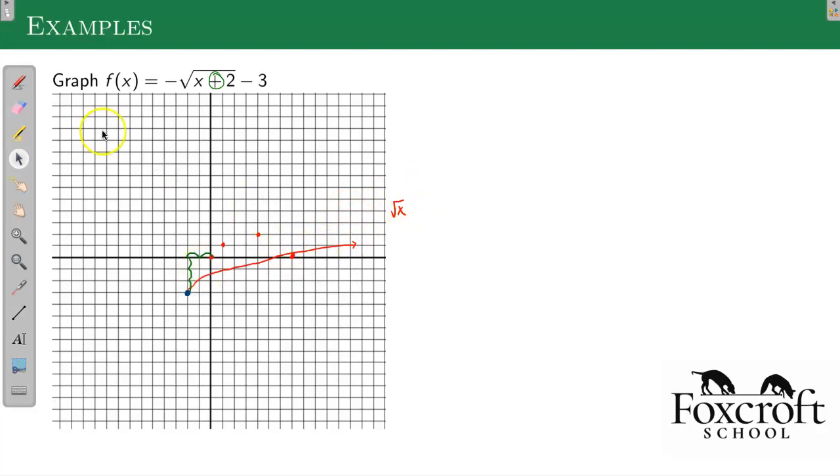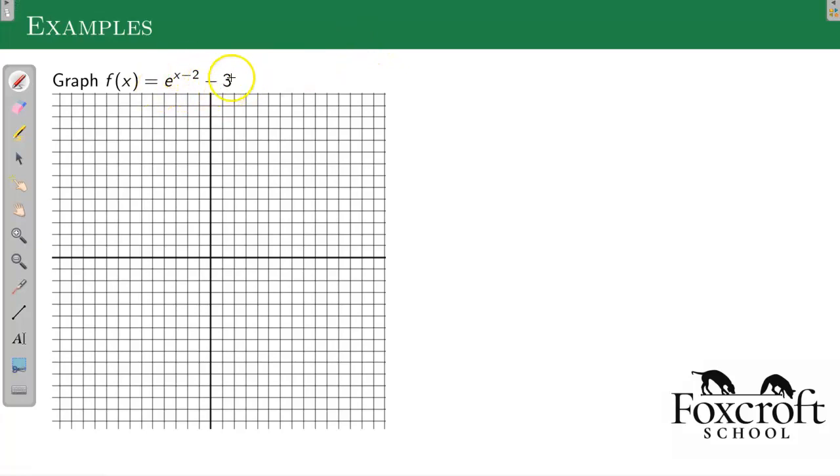Then the negative is just going to flip it upside down. So instead of going up to the right, it's going to go down to the right. That would be my graph of f of x. I want to see you move it to the right place, and if there's a negative, you flip it.